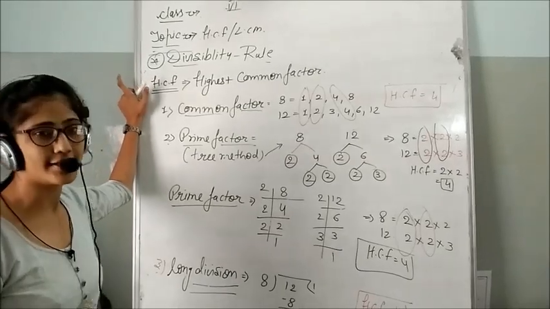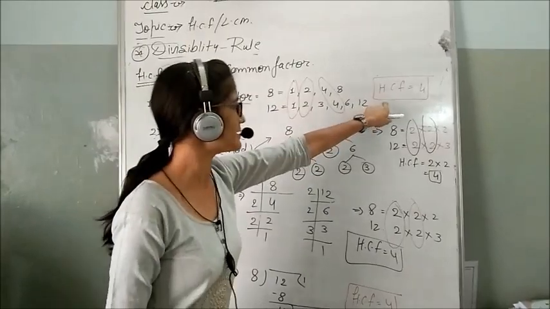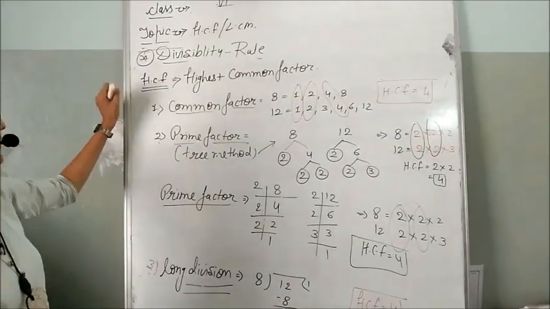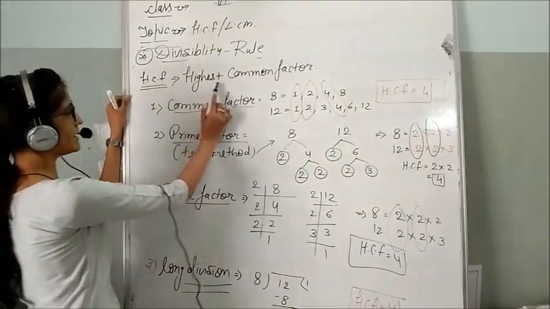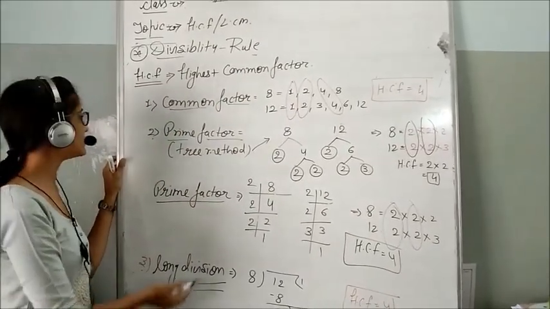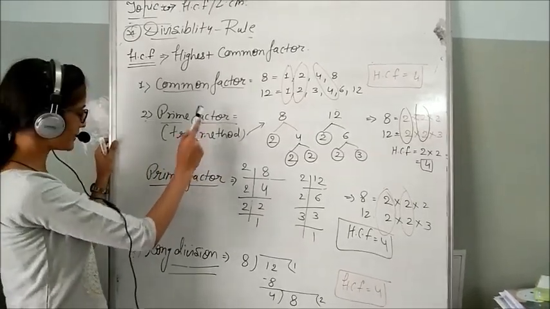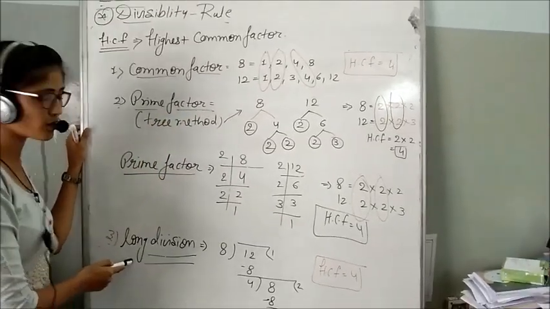Let us learn about the HCF. In the previous class, we followed the common factor method to find the HCF. Now HCF means the highest common factor. Here are the three types of method to find the HCF: common factor, prime factor, and the tree factor, which is a type of the prime factor. The next is the long division method.